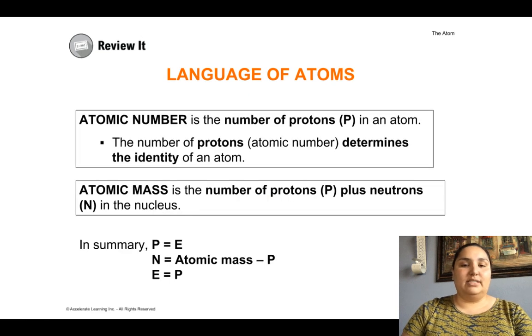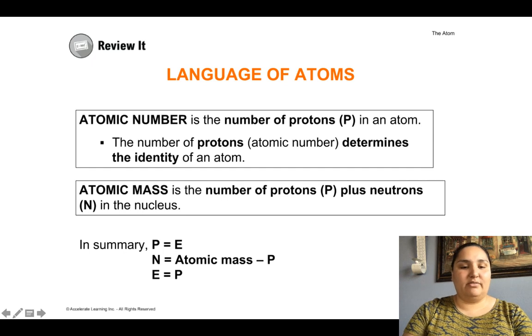Atomic number is the number of protons in an atom. So the number of protons, or the atomic number, determines the identity of an atom. The atomic mass is the number of protons plus neutrons in the nucleus.